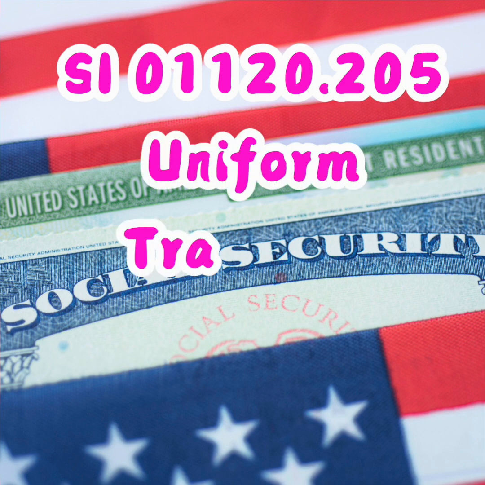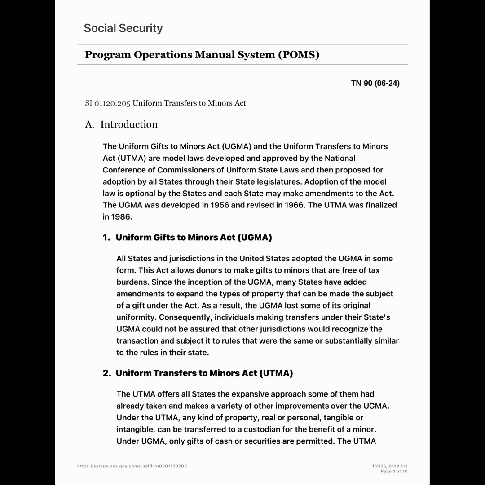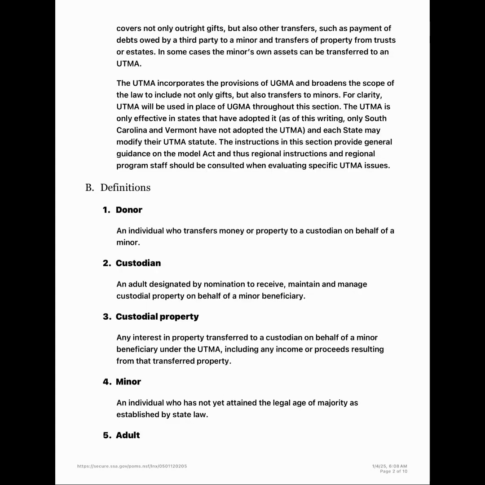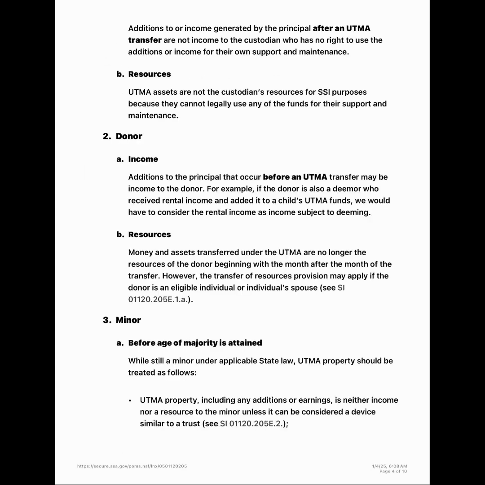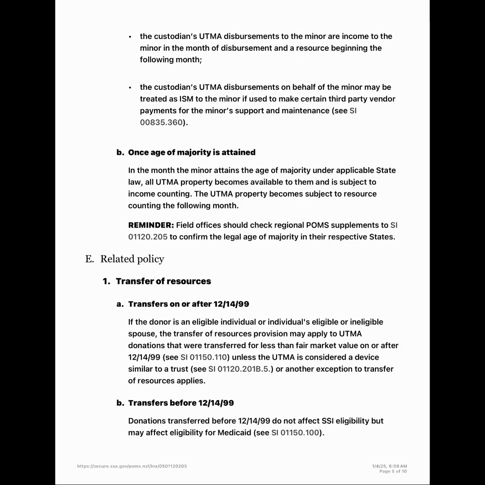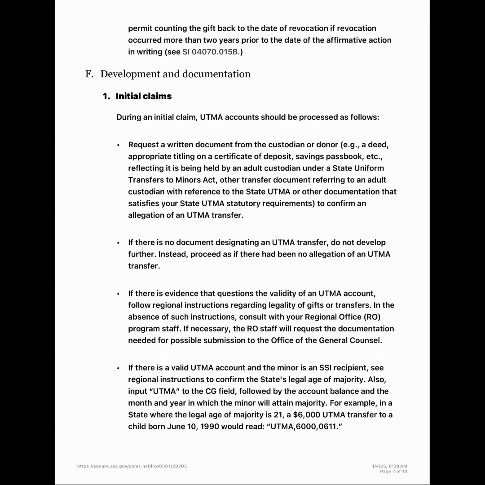Today's discussion centers around the Social Security Administration's guidelines on the Uniform Transfers to Minors Act, or UTMA. It's a complex area, but crucial for understanding how assets held for minors impact Social Security benefits. Indeed. The UTMA, while designed to simplify gift-giving to minors, introduces complexities when it comes to determining eligibility for government assistance programs like SSI. Exactly.